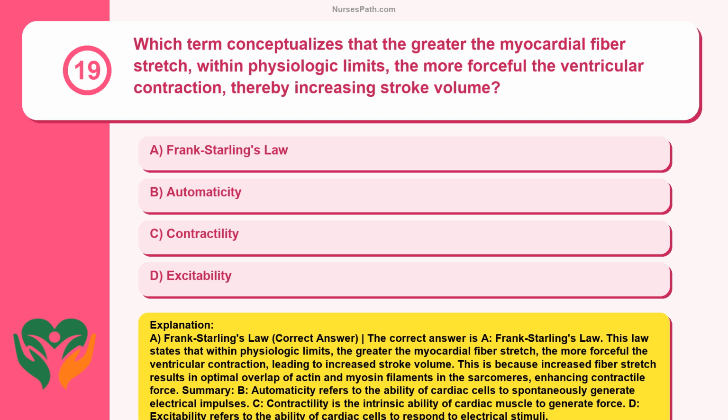force. Summary: B. Automaticity refers to the ability of cardiac cells to spontaneously generate electrical impulses. C. Contractility is the intrinsic ability of cardiac muscle to generate force. D. Excitability refers to the ability of cardiac cells to respond to electrical stimuli.